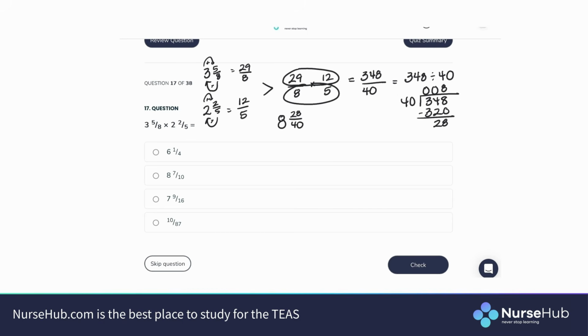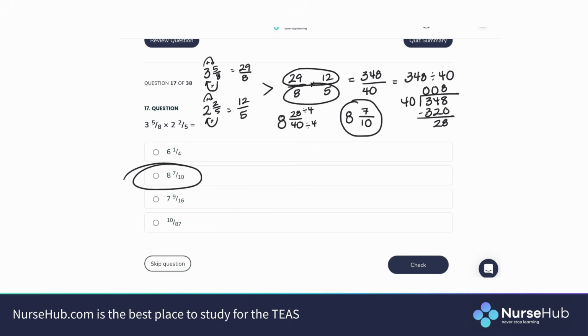Again, I don't see that here, which is telling me that these numbers have something in common. So 28 and 40, we can simplify them. 28 and 40 both share a common factor of 4. So I'm going to divide 28 by 4 and 40 by 4. 28 divided by 4 gives me 7. 40 divided by 4 is 10. And I bring my whole number over. So my final answer is 8 7/10.